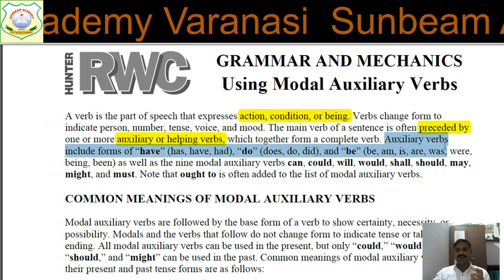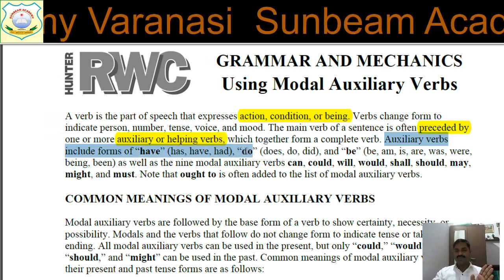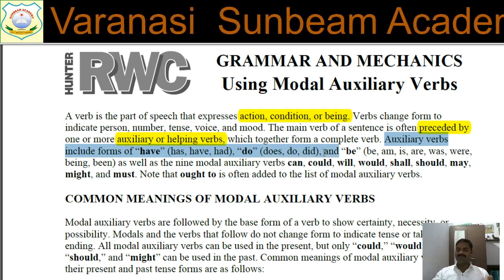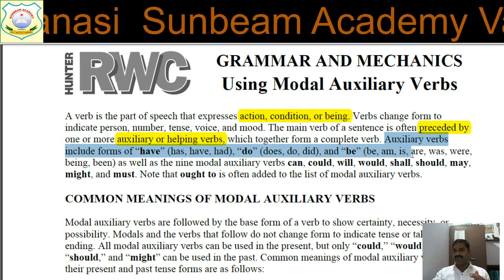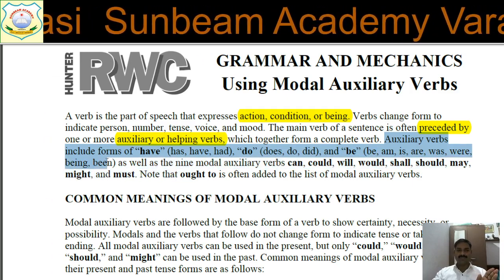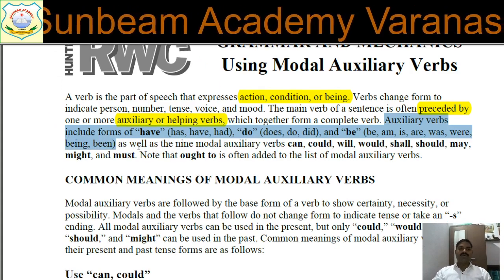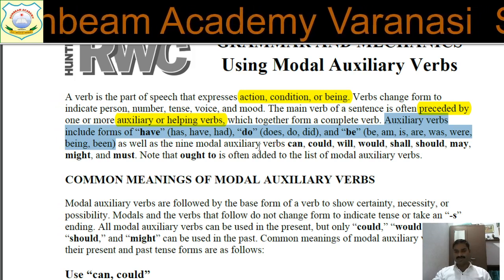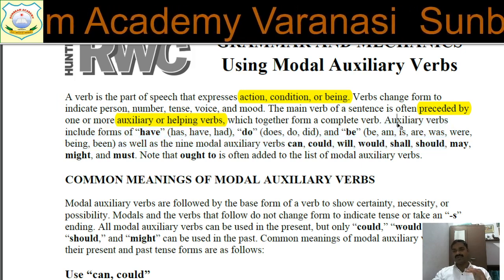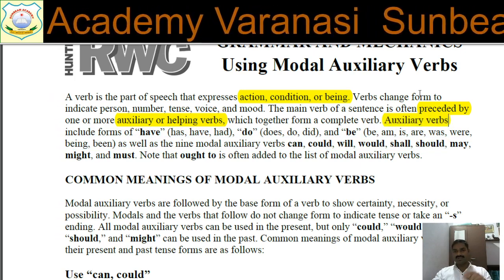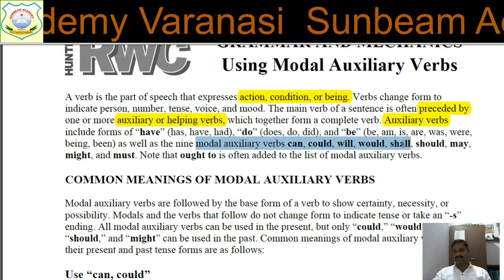So auxiliary verbs include forms of have: has, have, had; do: does, do, did. These are also auxiliary verbs. And be, from which you derive be, am, is, are, was, were, being, been, that I told you falls in the category of primary auxiliary verbs. As well as 9 modal auxiliary verbs. So the 9 modal auxiliary verbs also come in the category of auxiliary verbs. Here you can see auxiliary verbs. All these are auxiliary verbs, and in fact modals are also in the category of auxiliary verbs.